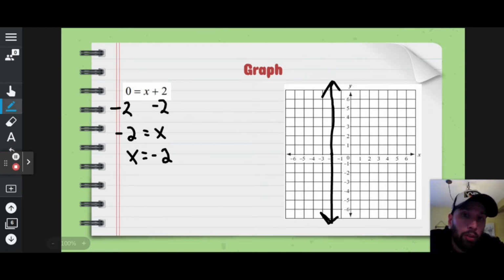If it was y equals a number, it would be a horizontal line. The slope is 0. In this case, the slope is undefined. Up and down is undefined.